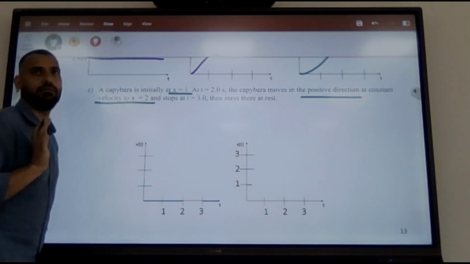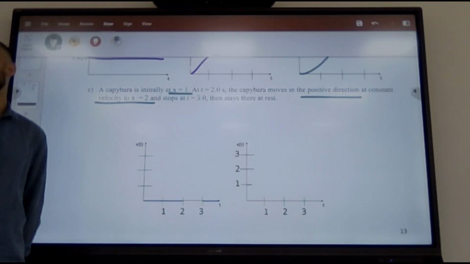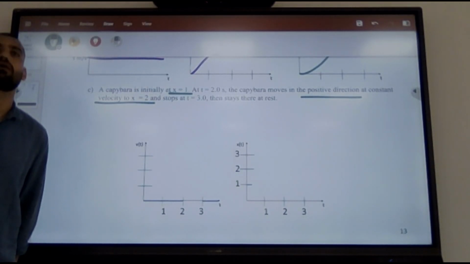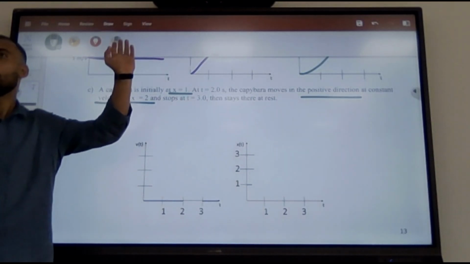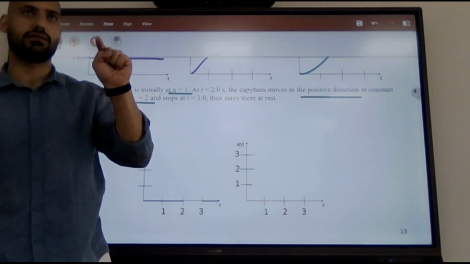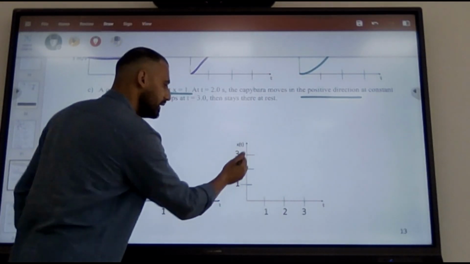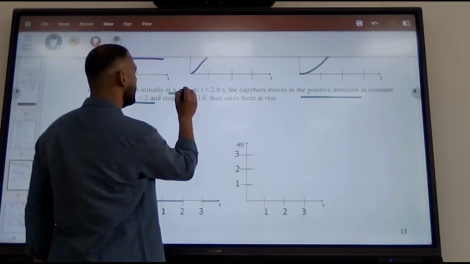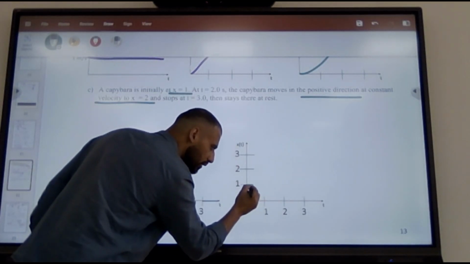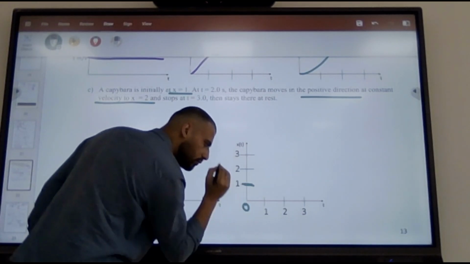x equal to 1. Someone is initially at x equal to 1. Initial means what? I told you last time, it is from where the time starts. So if we are plotting this graph, initially someone is already at x equal to 1. Someone is already here when time was 0. Is that fine?